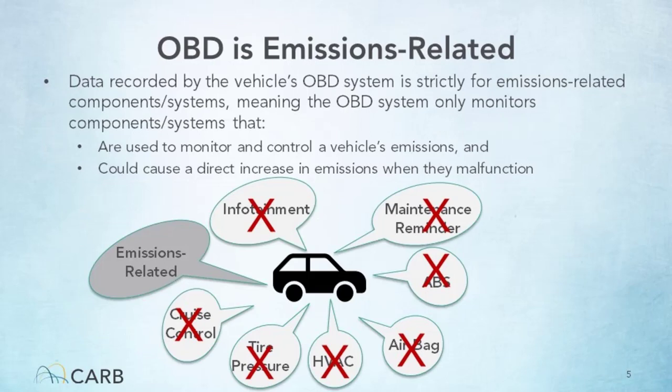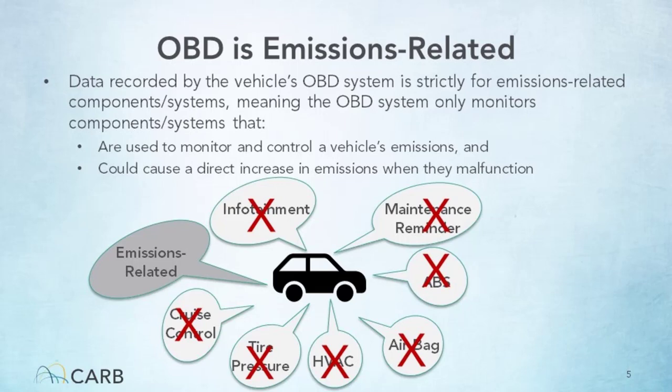It is important to understand that the vehicle's OBD system only monitors emissions-related components and systems. Therefore, the data recorded by the OBD system is strictly related to the performance and status of the vehicle's emission control components. Examples of vehicle emission control components are the selective catalytic reduction, or SCR, system, diesel particulate filter, or DPF, and exhaust gas recirculation, or EGR, system. Any malfunction in these emission control components could result in increased vehicle emissions.